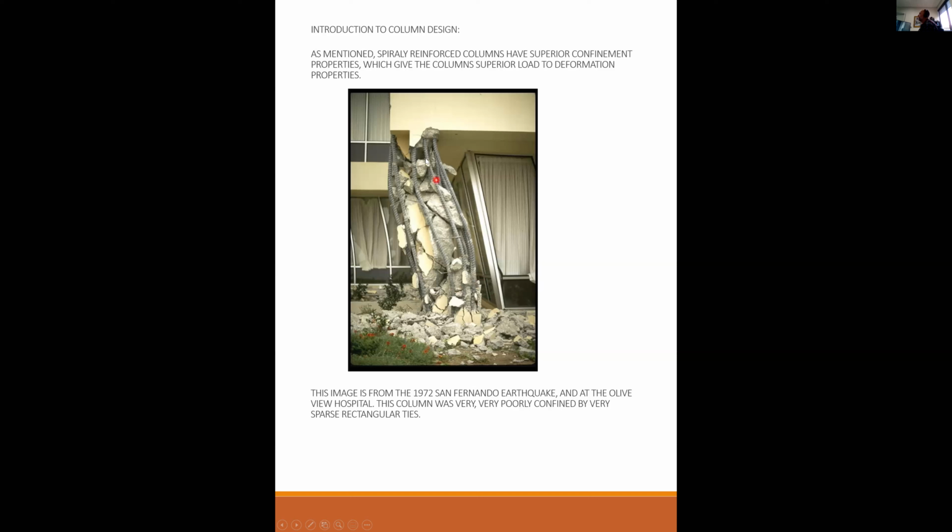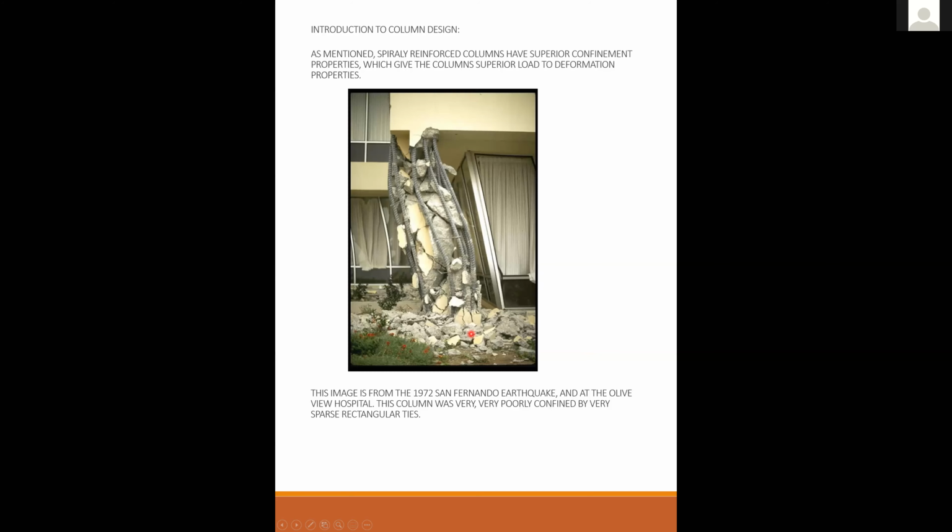Now, if you put a lot more ties in here, then you can get a lot closer to the performance of a spiral. But it takes a lot more steel than what's shown in this photo. Professor, when a structural failure like that occurs, do you see cracking first, or what's the first indication that a structural failure like that will occur in the future?